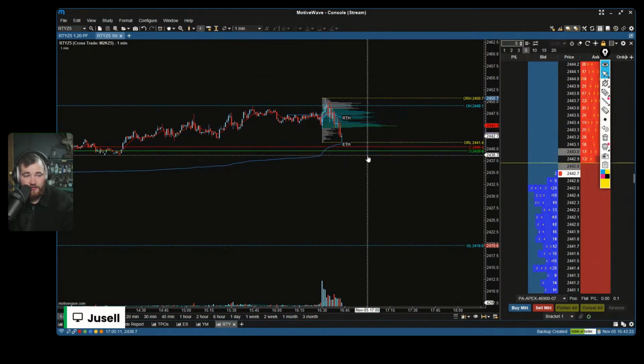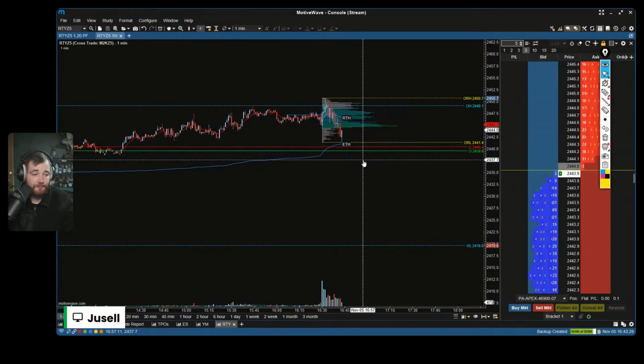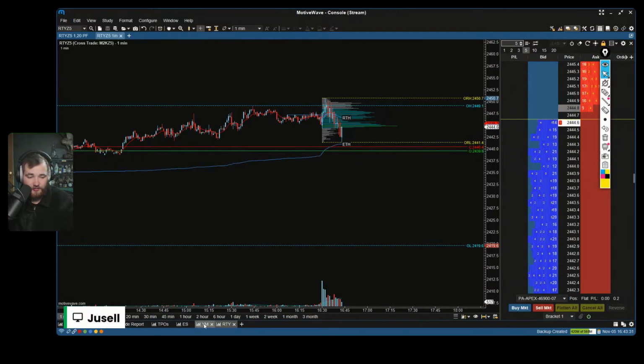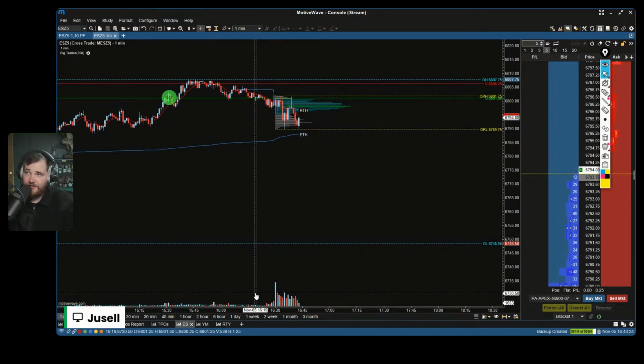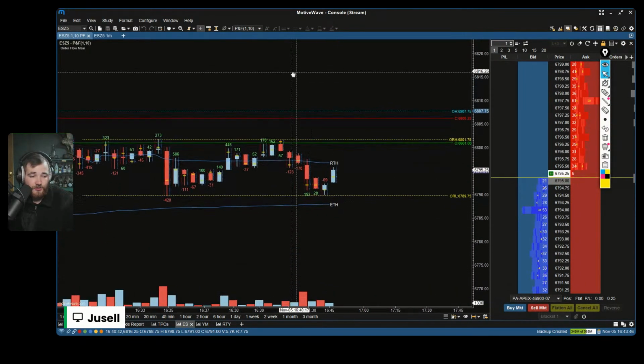RTY getting just a few ticks away from the ETH VWAP, and now it looks like the buyers are pressing in RTY, but I still think the previous close will get hit in RTY. And the ES is finding buyers as well. Let's look at the order flow charts here.